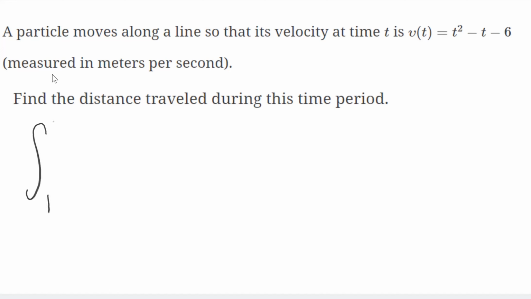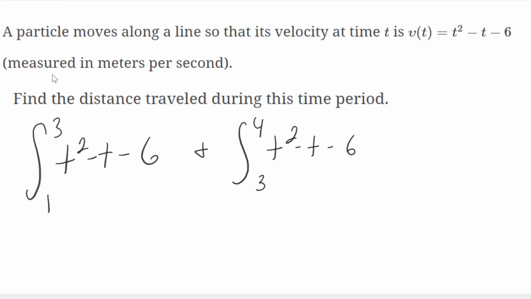We're going to do an integration from 1 to 3 of t squared minus t. And then we're going to do the integral from 3 to 4. And it's the absolute value of each of those. So this way, the value we're going to get is always going to be positive. So we can figure out exactly how far the object has traveled over that time.